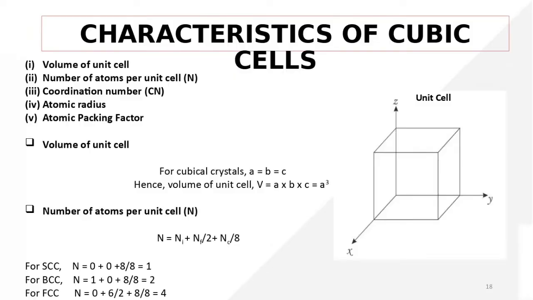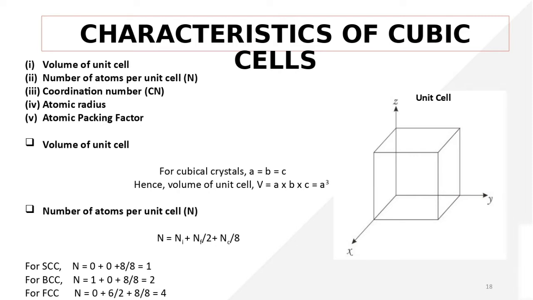Characteristics of cubic cells. There are a total of five. First is the volume of the unit cell, second is the number of atoms per unit cell, third is the coordination number, fourth is the atomic radius, and fifth is the atomic packing factor. So these are some characteristics of the cubic cells. Firstly, we will discuss the volume of the unit cell.